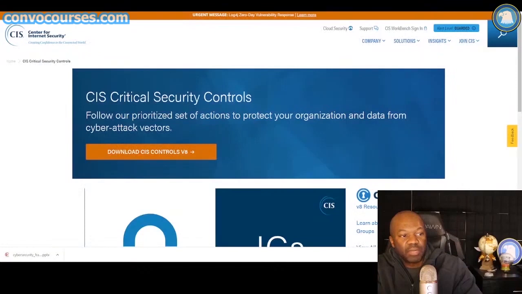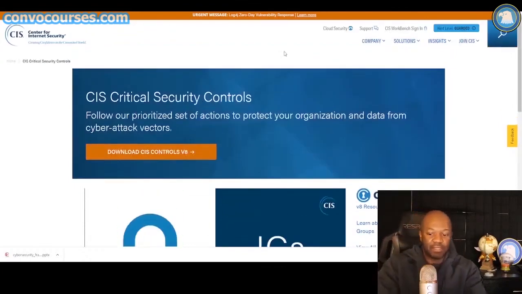CIS Controls. Somebody asked me about, okay, I can't find the question, but they asked me about CIS Controls. They wanted me to teach CIS Controls, I think. And then I had another question about frameworks of CIS Controls. And CIS Controls is what a lot of the private industry uses.